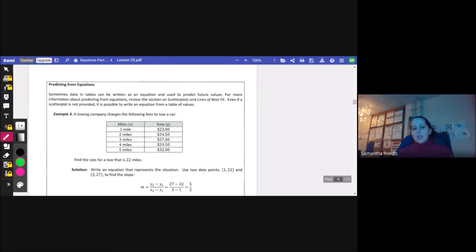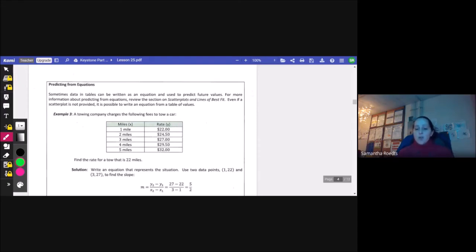Example 3, a towing company charges the following fees to tow a car. 1 mile is $22, 2 miles is $24.50, 3 miles is $27, and so on. I want to find the rate for a tow that is 22 miles. Write an equation that represents the situation.